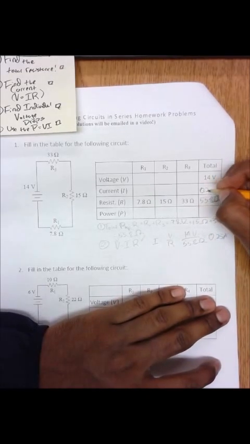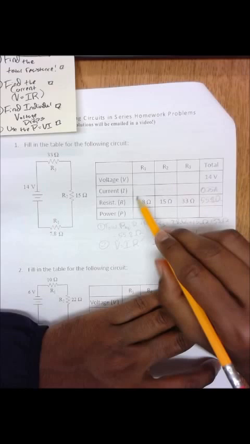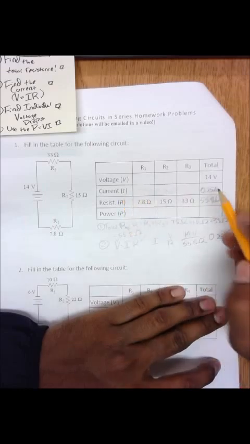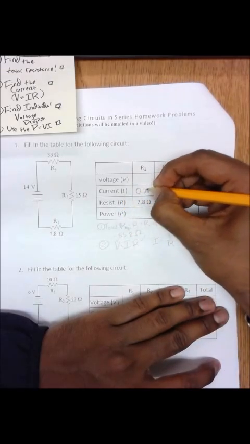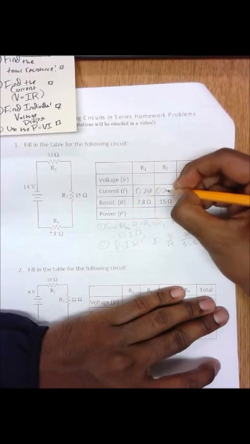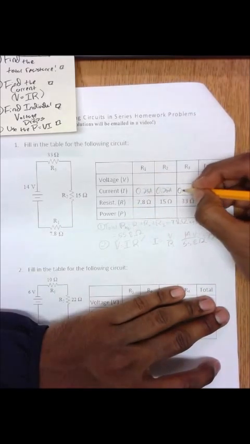Now, the nice thing about finding the current is that the current has to be the same throughout the entire circuit because there are no branches, so the current doesn't ever split up. From here all the way around, the current has to be the same. Note, this is only for circuits in series.